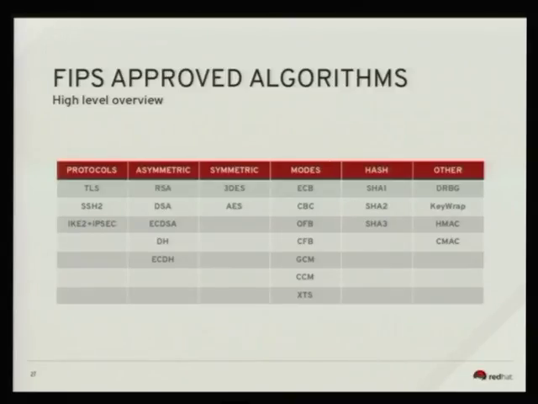For hashes, SHA-1 is allowed for some legacy purposes, such as verification of old signatures. You cannot produce new signatures with SHA-1 anymore if you want to be FIPS compliant. You can still use it, for example, for HMAC SHA-1, which is basically a safe thing to do anyway. SHA-2 and SHA-3, of course. And there are also other algorithms that are approved. This is DRBG, which is the FIPS compliant random number generator. There is a key wrapping algorithm, HMAC, and CMAC.